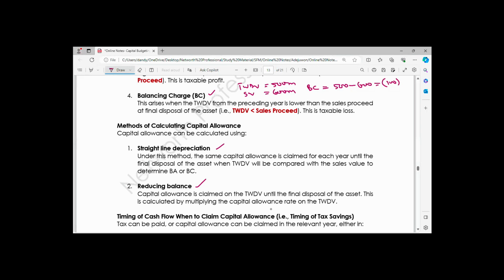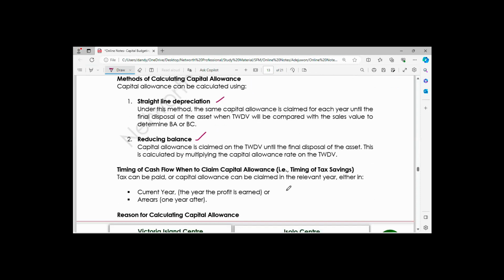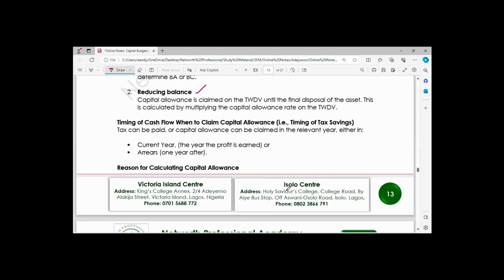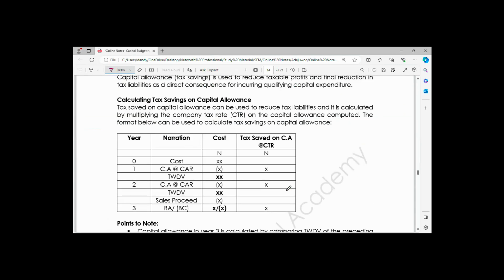Now, how do you then calculate your capital allowance, before we talk about tax saved, timing of cash flow rather? How do you calculate your capital allowance? Now, when you want to calculate your capital allowance, this is the format you are expected to use. In year 0, you are going to have the cost of the assets.